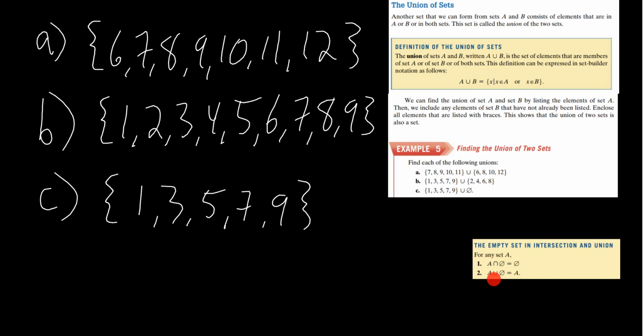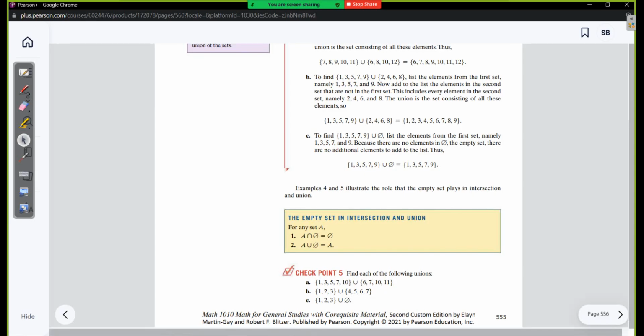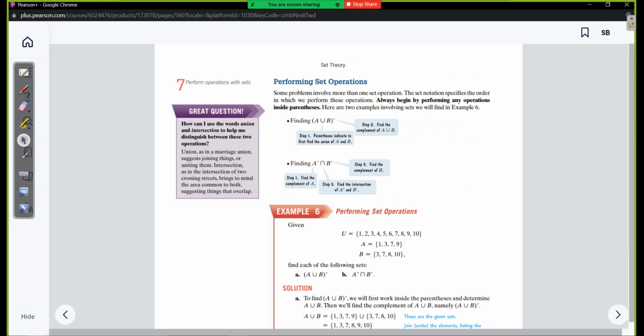And two, A union with the empty set. Of course, we saw that with example 5C here. A union with the empty set is just going to simply be A. And of course, this set union with the empty set was just this set. And of course, we wrote that over here. I think next time I teach this, I'll put that definition first.